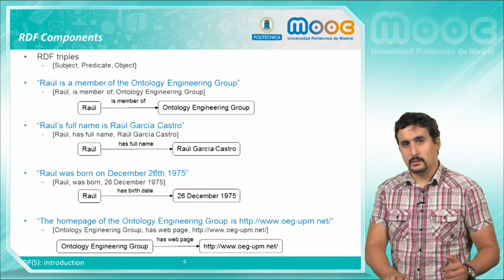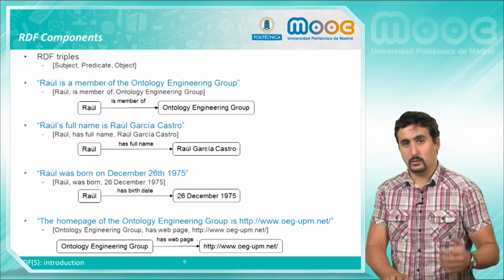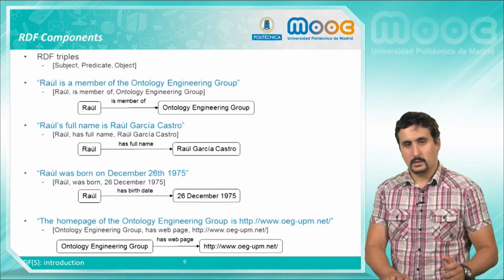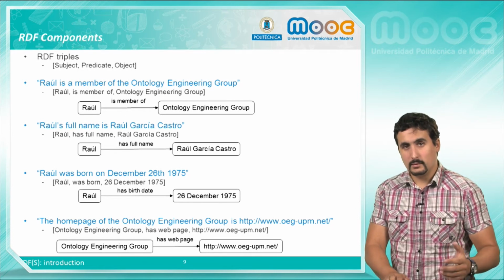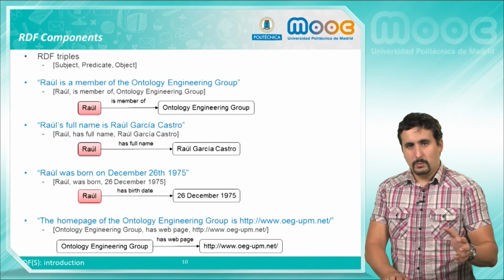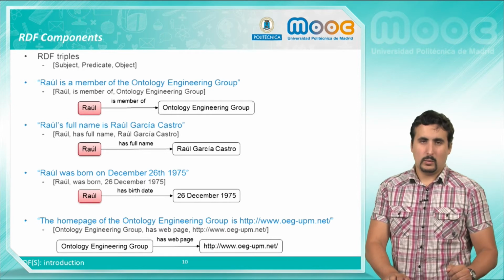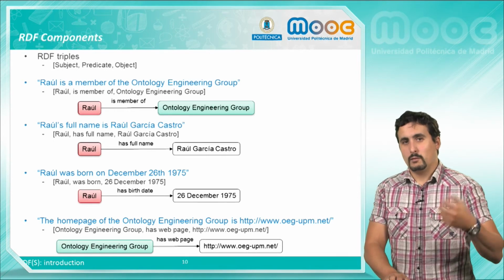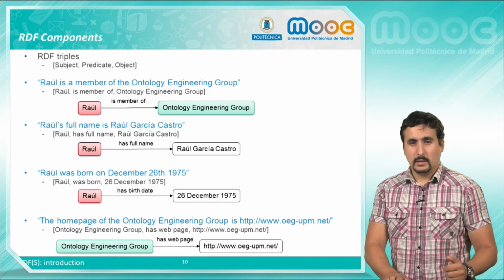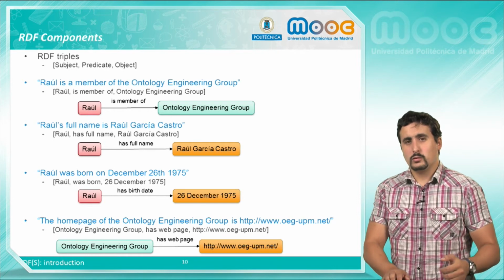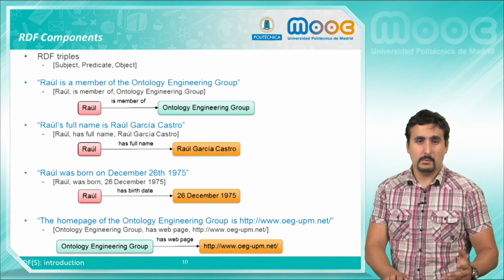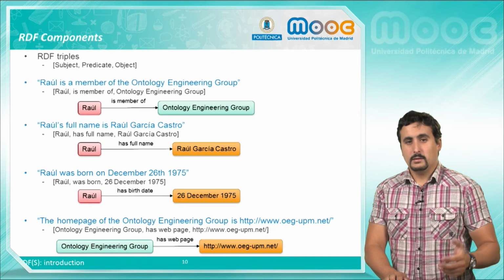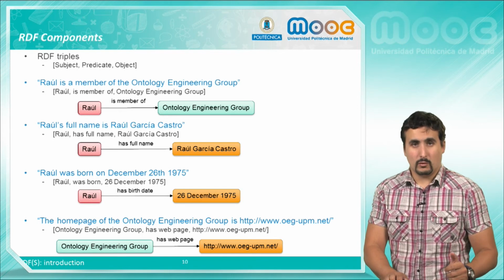Finally, we can say things about, for example, the ontology engineering group, another resource. We can say that the homepage of the ontology engineering group is the URL that appears on the slide. We say that the ontology engineering group is the subject, has web page is the predicate, and the value of the URL is the object. In this set of triples or annotations, we can distinguish two main types of elements. We have, on the one hand, Raúl, which is a resource representing, in this case, a person, and then the ontology engineering group, another resource representing another entity, in this case a research group. In both cases we are using resources. We can also use values, such as strings for defining Raúl's name, a date for his birthday, or the URL for the web page of the ontology engineering group. These values, as we will see, can be typed using different standardized formats.